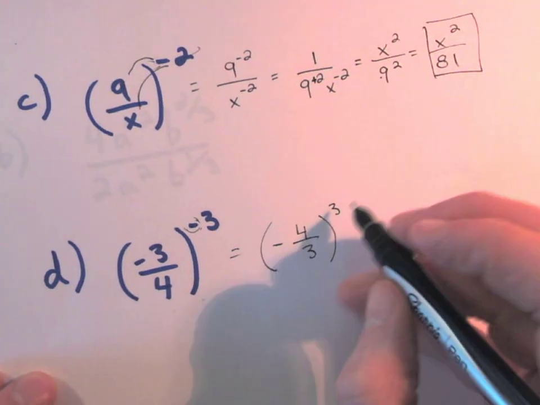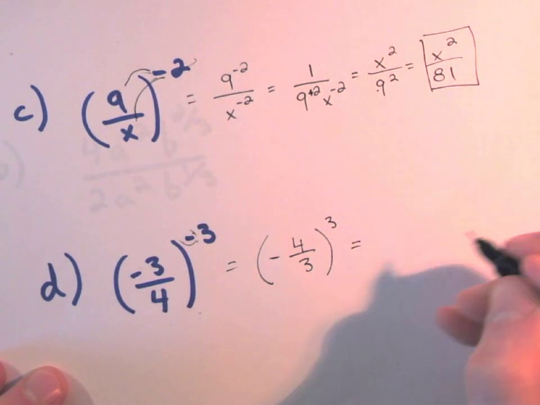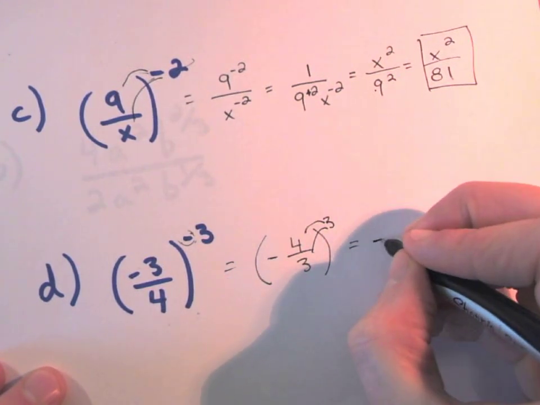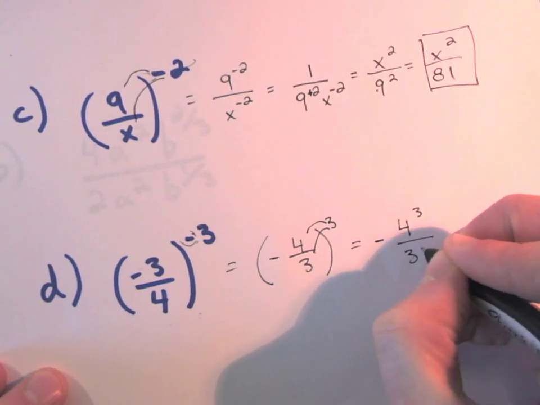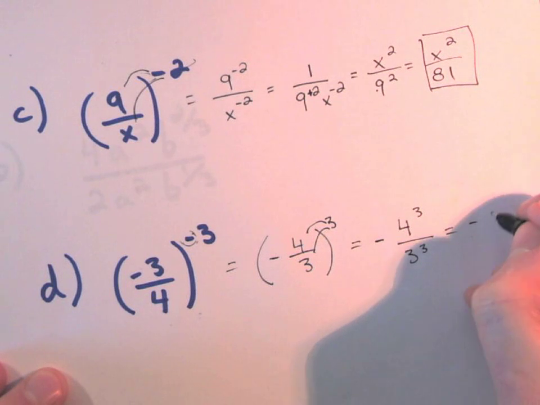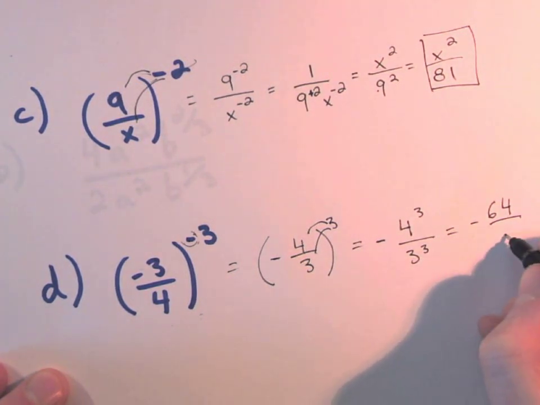Okay? So we know our end answer is going to have a negative sign. So now here we can distribute that 3 now onto the inside, so it's going to be negative 4 cubed over 3 cubed. And 4 times 4 times 4 is 64, and 3 times 3 times 3 is 27.